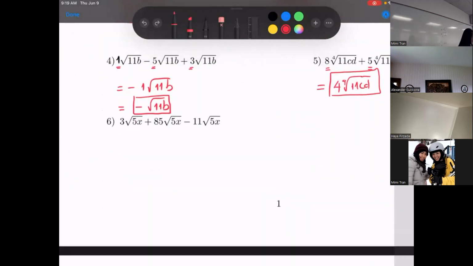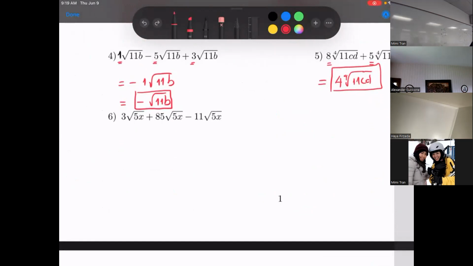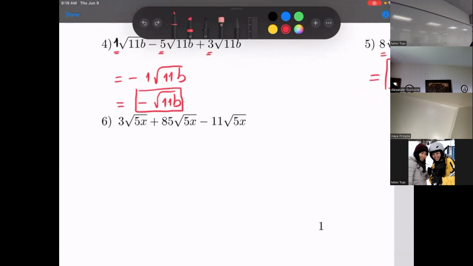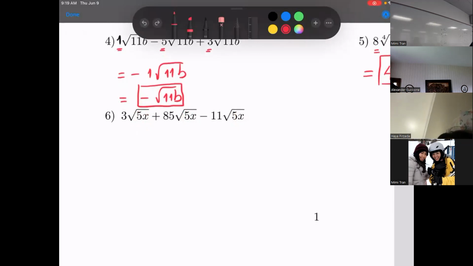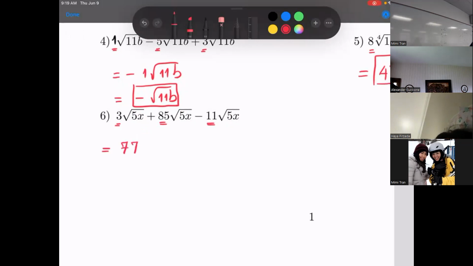All right, this one. Are they like terms? Kobe, wait, you tell me. Do they have the same index? What kind of root do they have? Square root. Yeah, they all have square root. Do all of them have 5x under the square root? So yes, they are like terms, right? So now all you have to do is add the number in front of it. So 3 plus 85 is 88 minus 11 is 77. Thank you. And then you rewrite that thing. Think of it like just x, right? Square root of 5x.